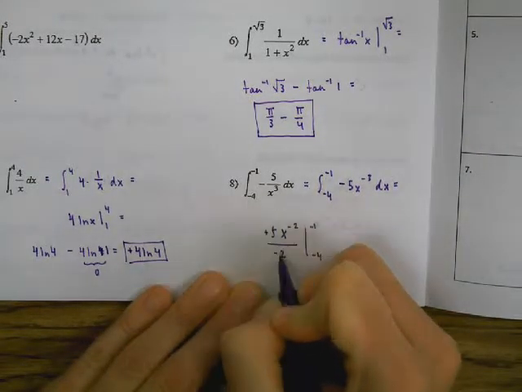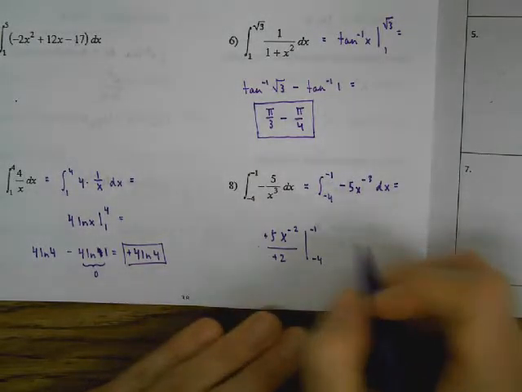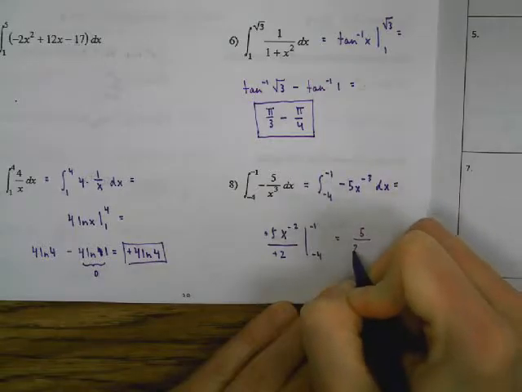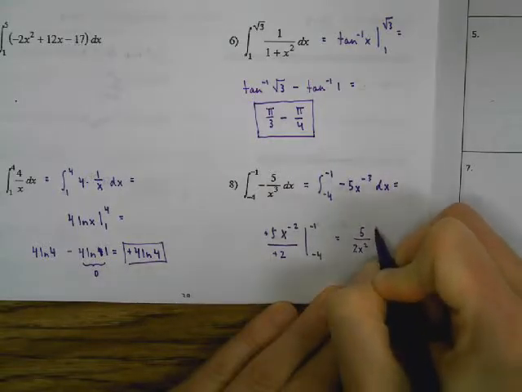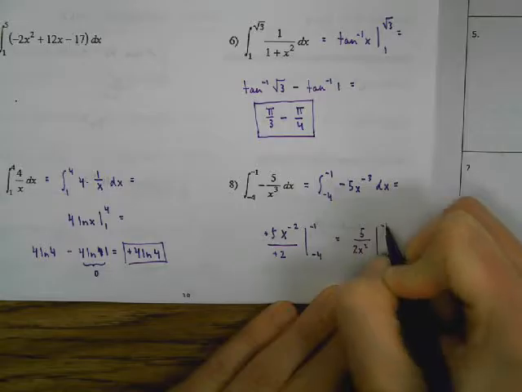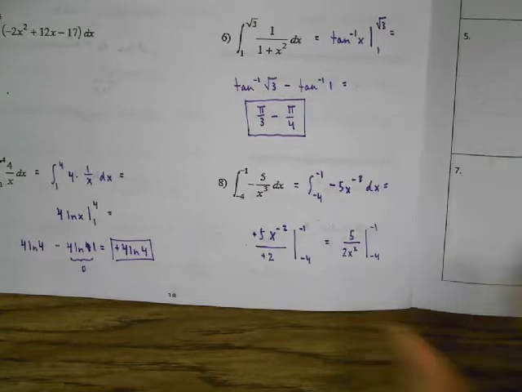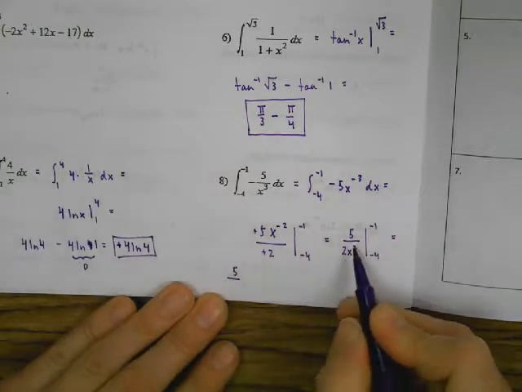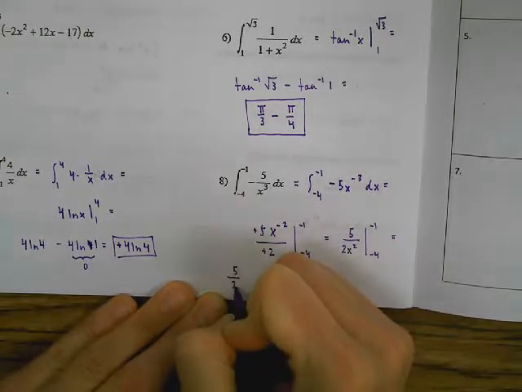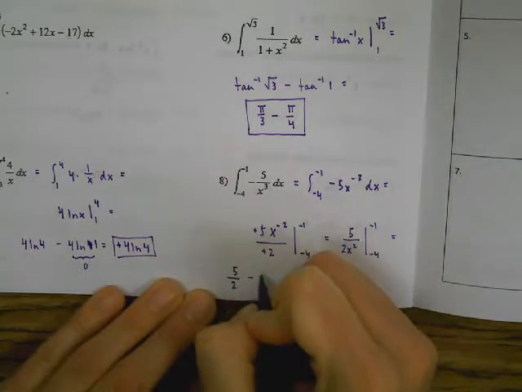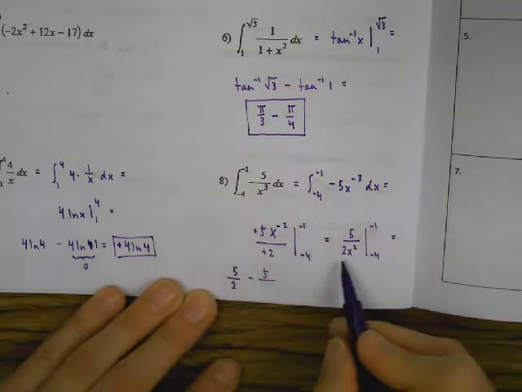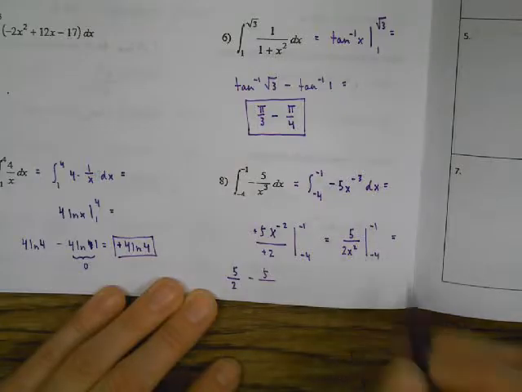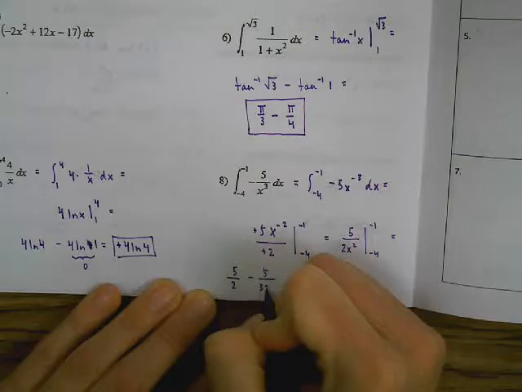So first thing I'm going to do, I'm just going to cancel these out to make that positive. And I actually think this is the same as 5 over 2x squared. And again, I'm evaluating from negative 4 to negative 1. So now I have 5 over 2 times a negative 1 squared, so that's just going to be 5 halves, minus 5 over 2 times a negative 4 squared. A negative 4 squared is going to give us a positive 16, times 2 is 32.